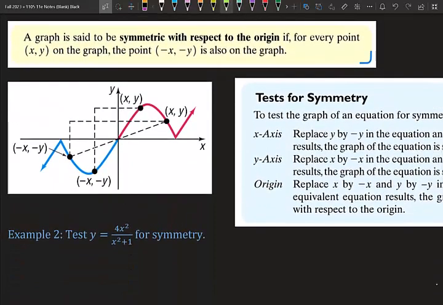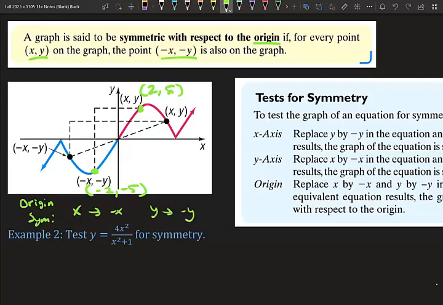So for origin, there is no trick. You're just switching both. So if we had this point right here, let's say that was -2, -5, that means this point right here would be +2, +5. So you just switch the points. So for origin symmetry, x turns to negative x and y turns to negative y. You do both.